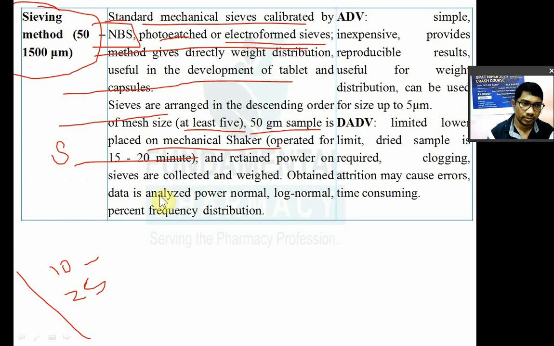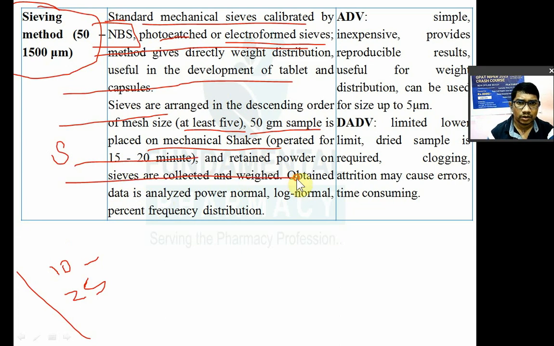मतलब है ना 10 के बाद में आता है sieve नंबर 25, उसके ऊपर कितना पाउडर रिटेन हो गया. उसके बाद में नीचे आता है sieve नंबर 40, वहाँ पे कितना पाउडर रिटेन हो गया, या फिर उसके बाद में 80 आता है, 80 के ऊपर कितना रिटेन हो गया, वो आपको कलेक्ट करना है एंड वे करना है. So you have to collect and weigh retain powder on the sieves.